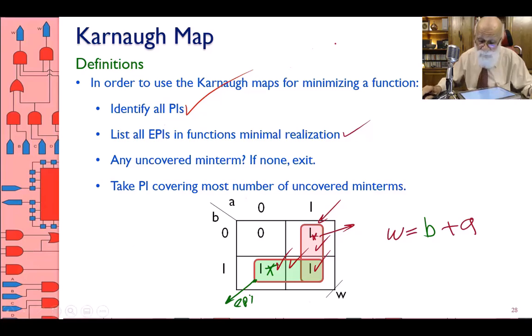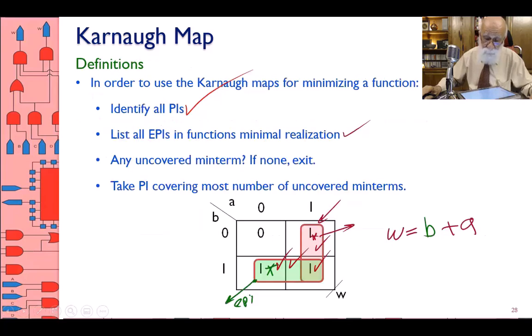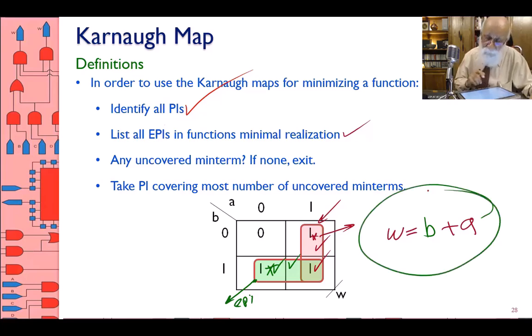Okay? And then look to see if you have any uncovered mean terms. I look here and I see that not only I don't have any uncovered mean terms, but one of my mean terms is covered twice, which is no problem. And therefore, at this point you say, well, this is the minimal realization of my function.